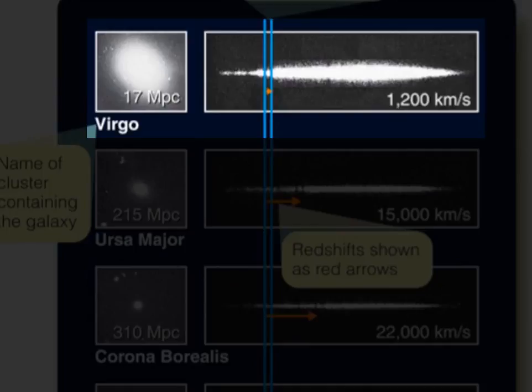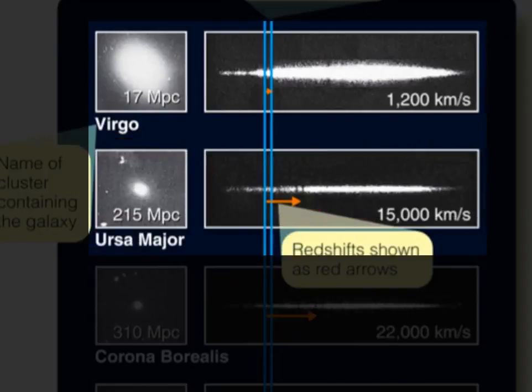So you can't really see it in the spectrum, which is that bit there on the right, but there are two dips in the spectrum, two areas where it's dark, that are absorption lines due to calcium. If we go to a more distant elliptical galaxy, such as one in Ursa Major, you can see that those two calcium lines have moved toward the red end of the spectrum. This is a redshift, and so we can get its speed, 15,000 kilometers a second.